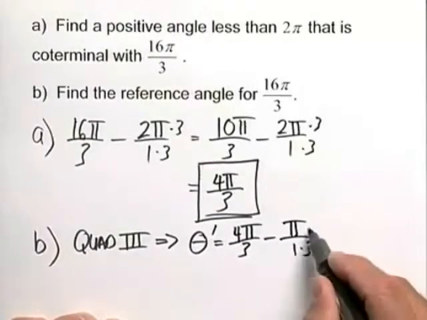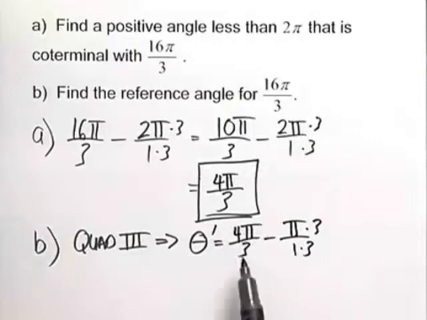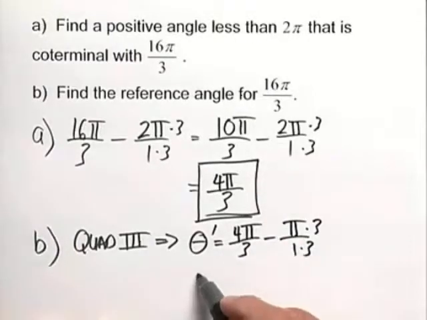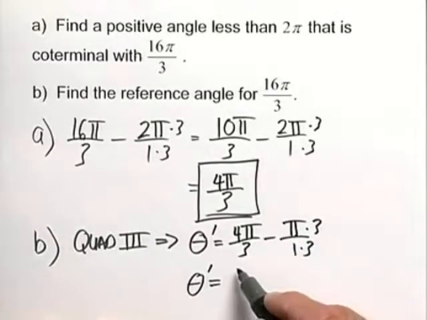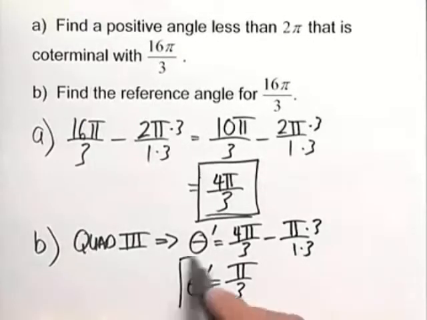And as before, we're going to need a common denominator of 3. So 4 pi thirds minus 3 pi thirds will give us a reference angle, theta prime, of pi thirds. And there we have our reference angle.